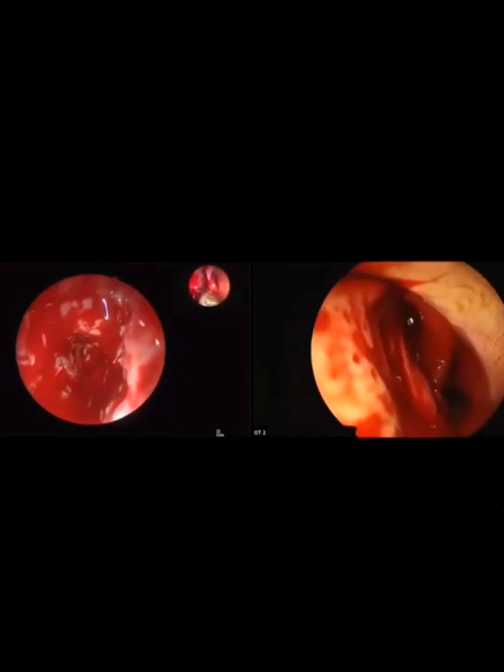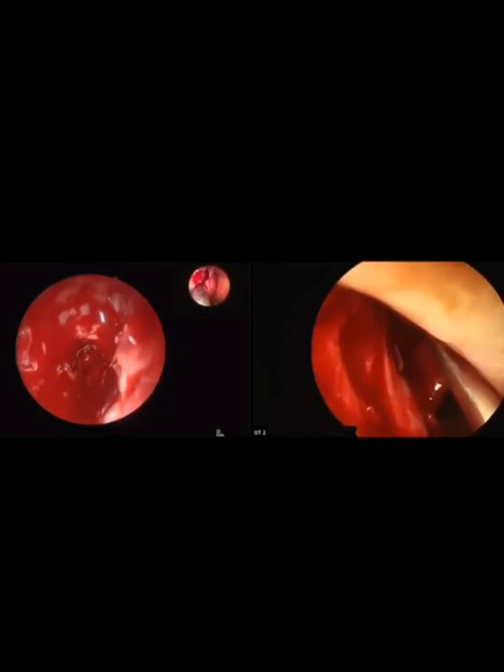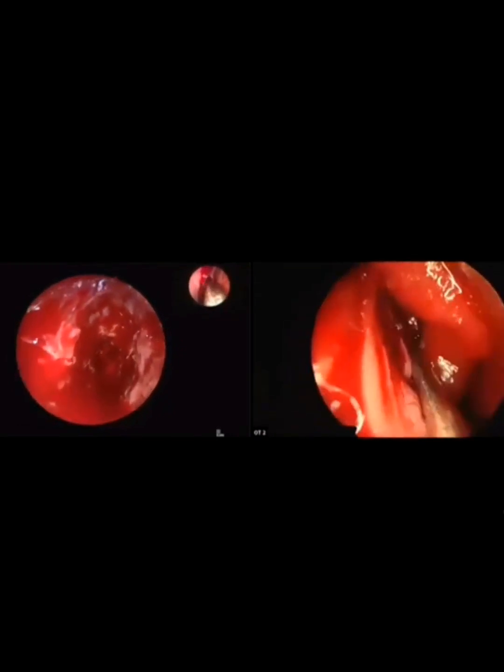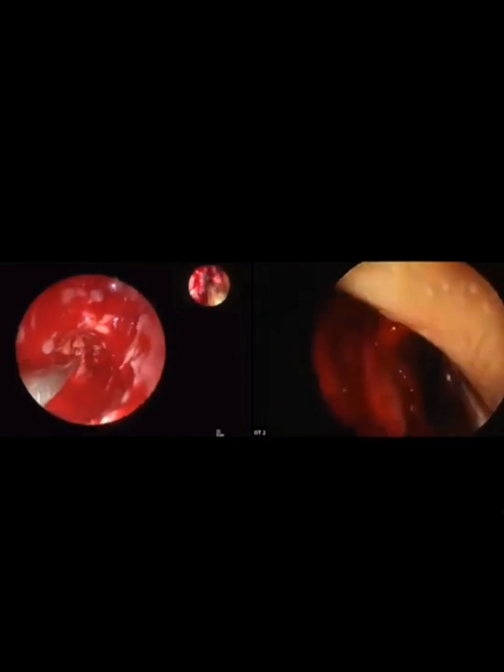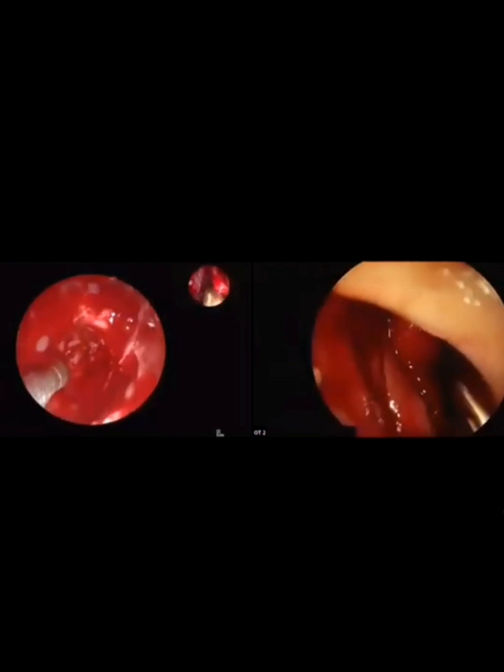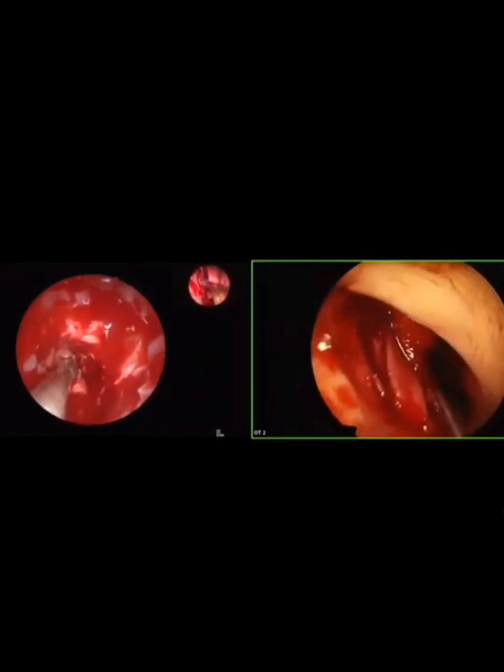Okay. So a minimum of that much cartilage has to be kept to avoid complications like depression of the nose or columellar retraction. Yes, sir. Here I'll suture this flap, and I think we'll be done then.